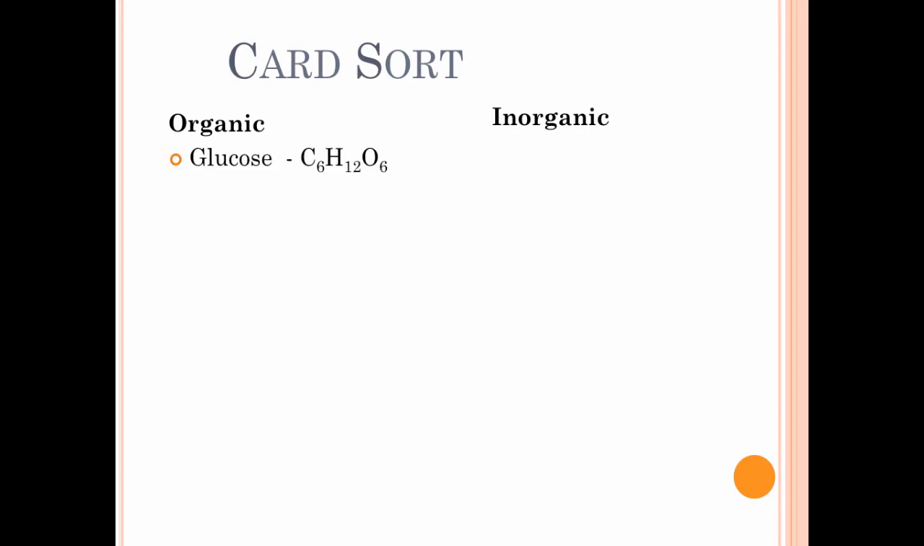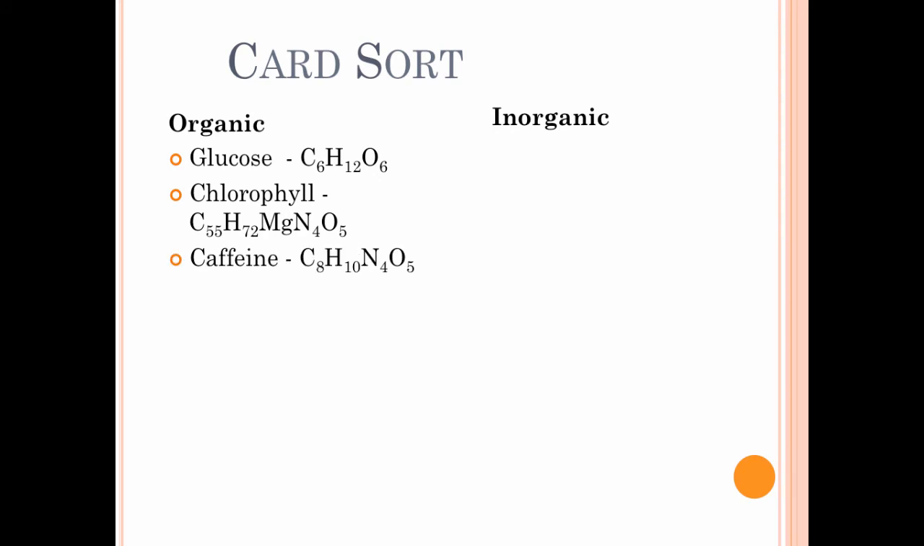So glucose, C6H12O6. Why is this considered organic? Because it has the C and the H, carbon and hydrogen. Chlorophyll, which is found in plants and gives them the color green. Caffeine, that you drink in your coffee, Red Bull, Monsters, tea, which by the way, tea has more caffeine than coffee, is organic.